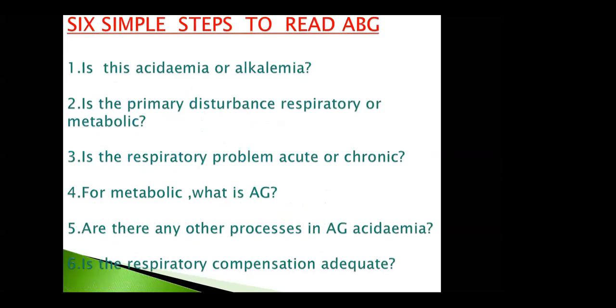Again, coming to the last slide, how to simply read the ABG. Step number one is to identify acidemia or alkalemia. Step number two is the primary disturbance, respiratory or metabolic. Step number three is the respiratory problem, acute or chronic. Step number four, for metabolic disorders, what is the anion gap? And are there any other processes in anion gap acidemia? And last is the Winter formula, which I explained before: is the respiratory compensation adequate.